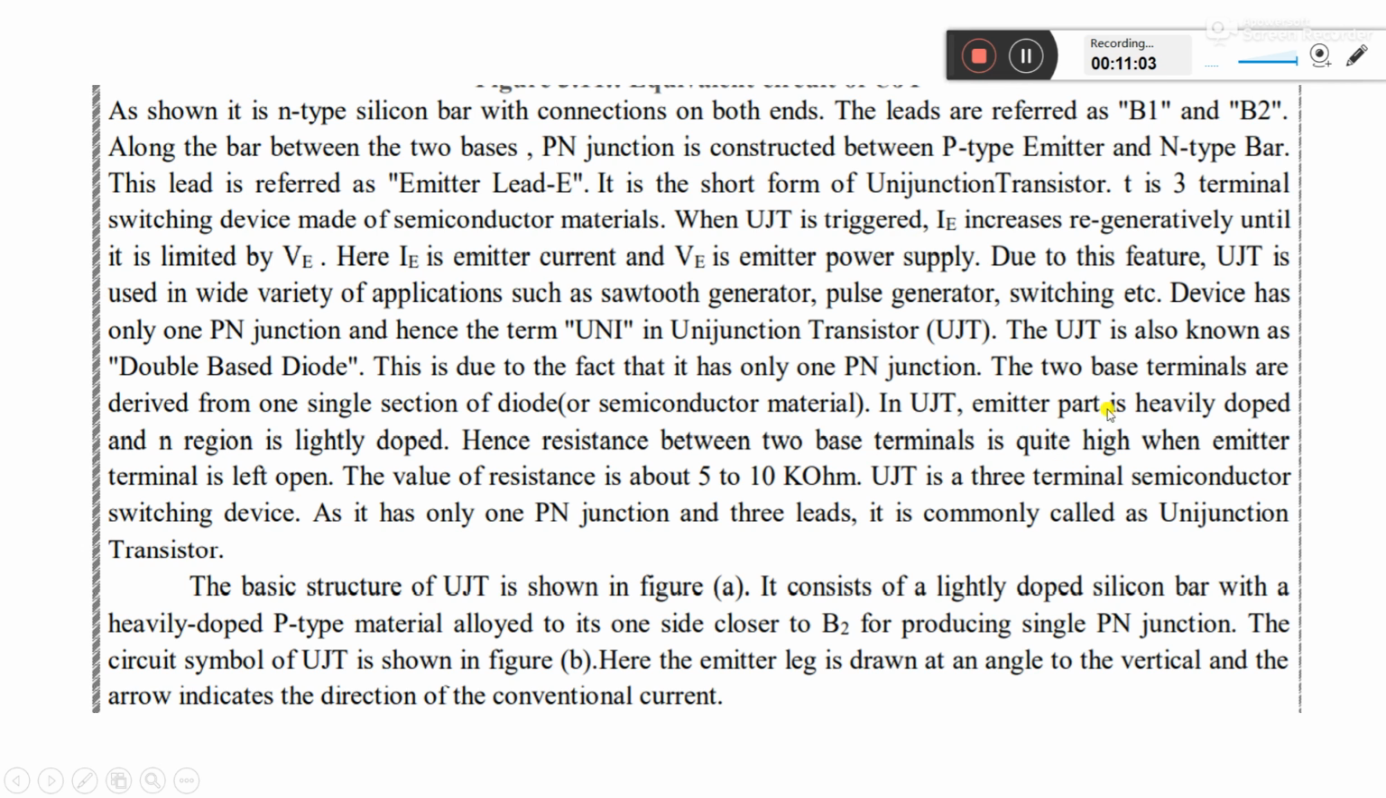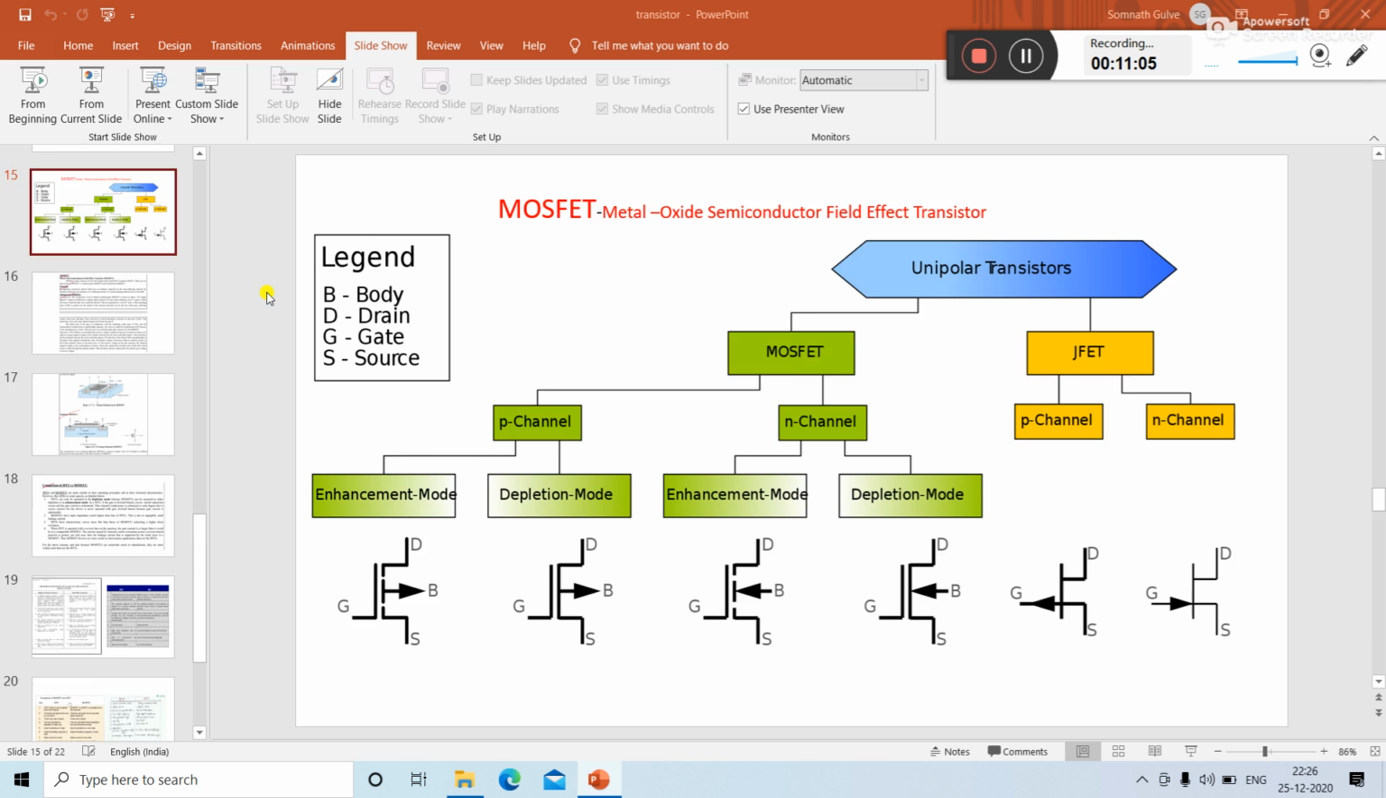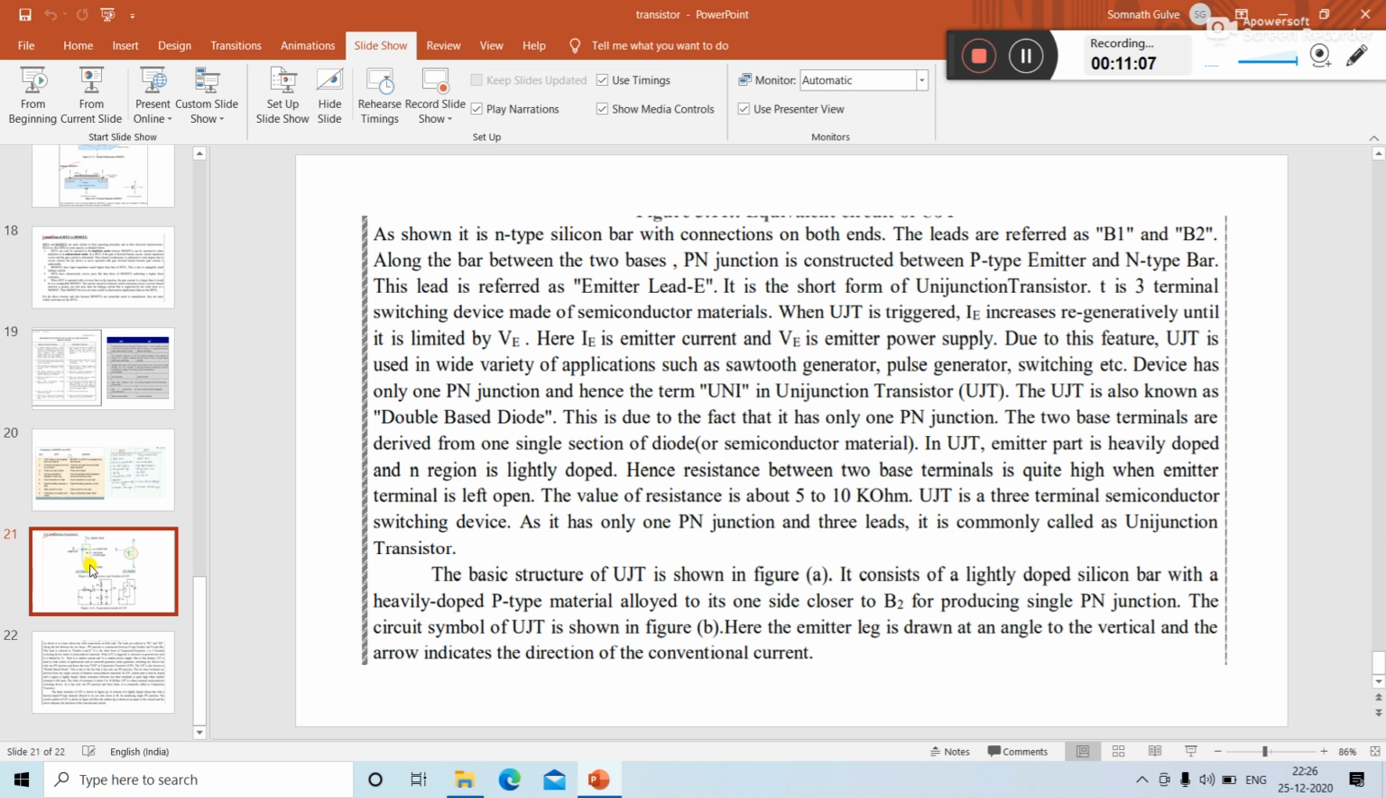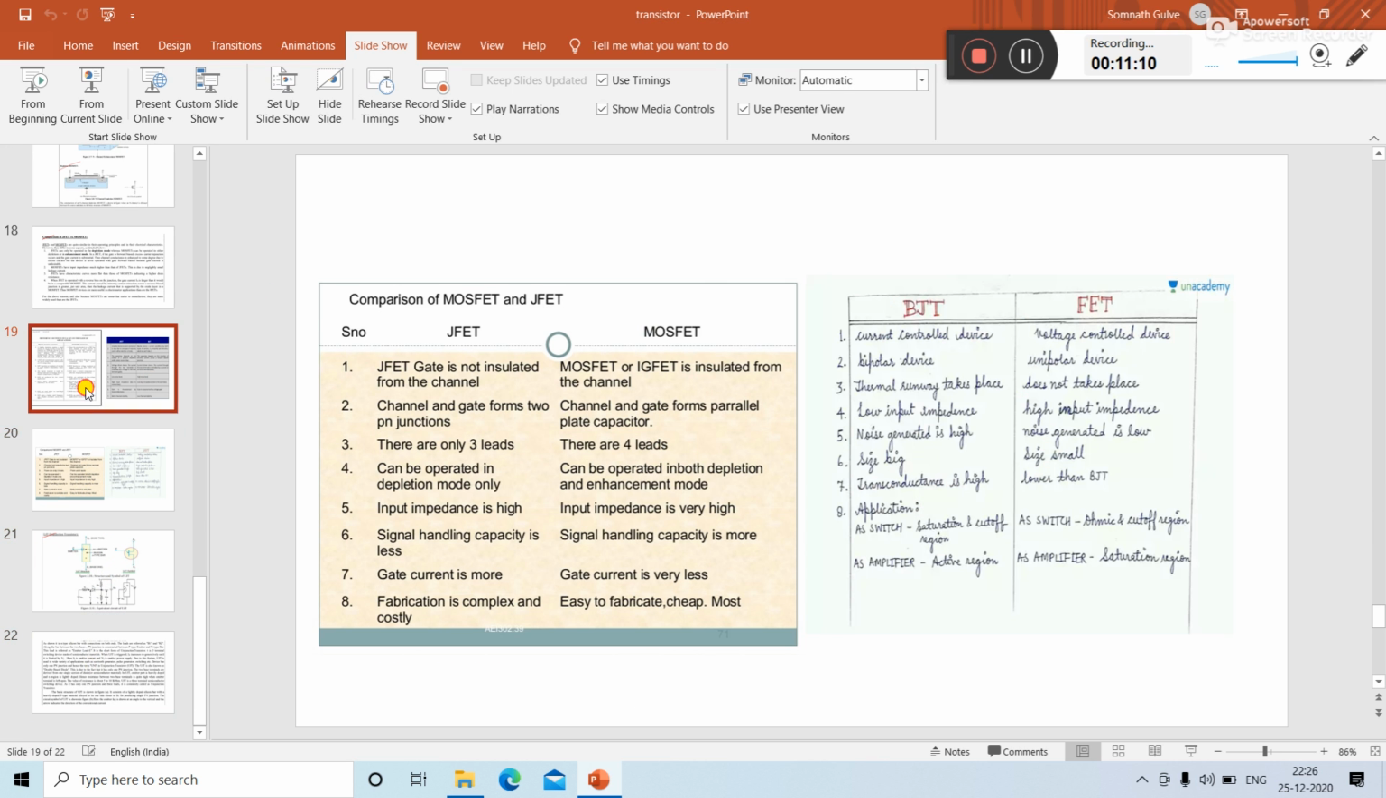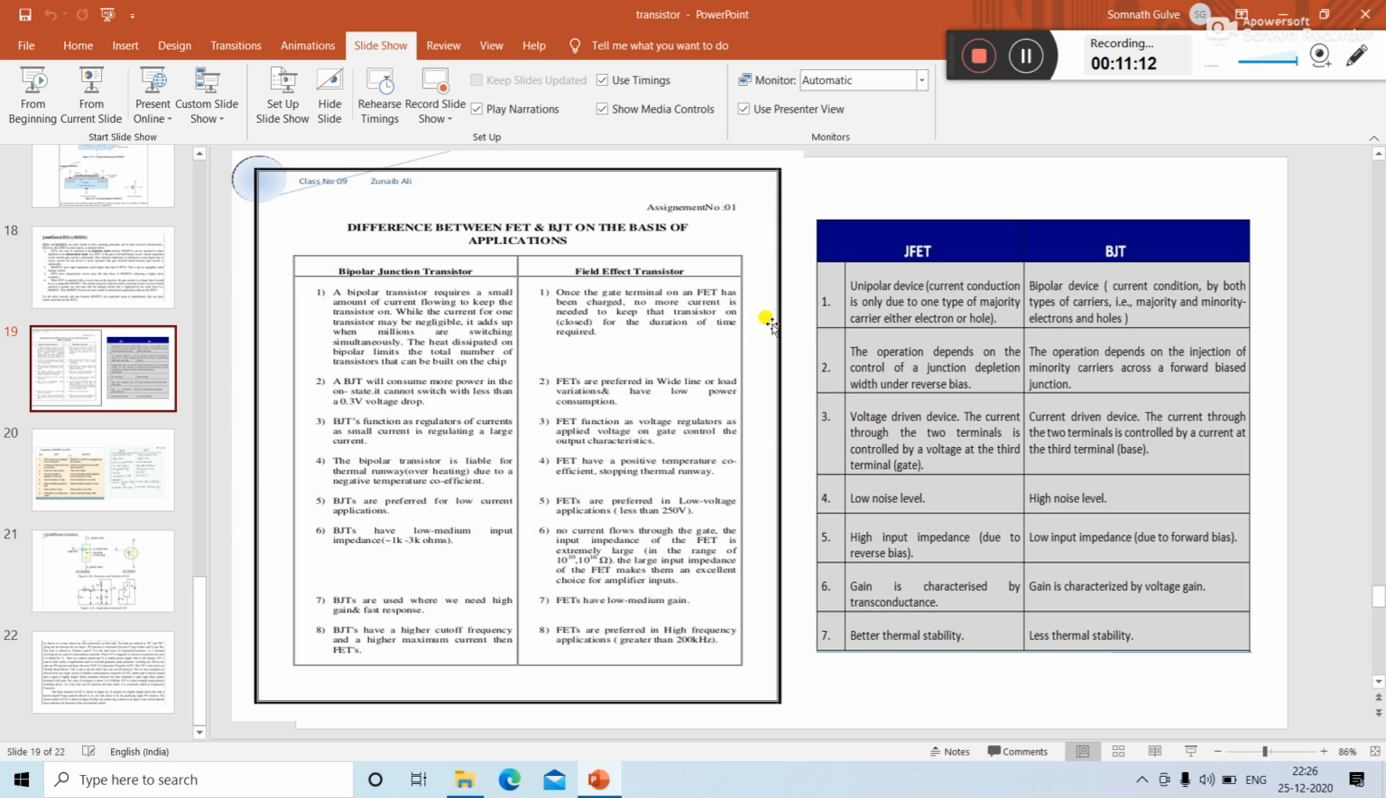Now we will see about the UJT. Sorry, something is missing. I am inserting more than 2 slides over here, so we get a clear differentiation point by the syllabus or by the reference level. We are talking about the JFET and BJT comparison. In a JFET, current is only due to the majority charge carriers, but in case of a BJT, it is due to both charge carriers, that is, minority and majority.